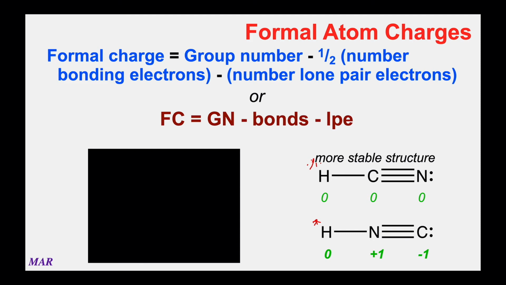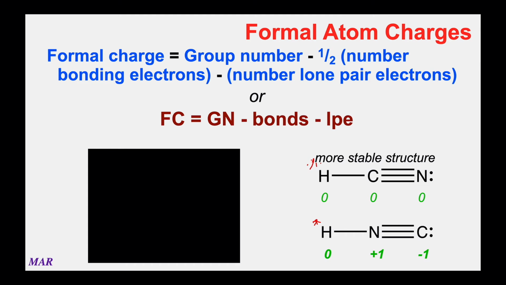It's always group number minus bonds minus lone pair electrons. So let's start with hydrogen. Hydrogen has just a single bond in both molecules. Group number of hydrogen is 1. There's 1 bond connected to hydrogen, and hydrogen has no lone pair electrons. So formal charge for hydrogen in both structures, 1 minus 1 minus 0, formal charge equals 0. Formal charge of 0, we're going to see, is good in these kind of molecules.